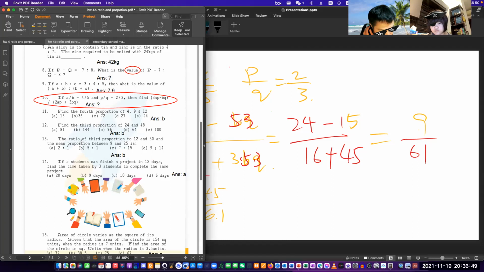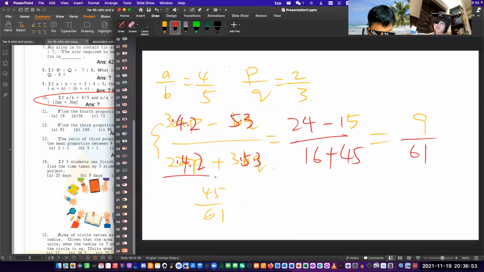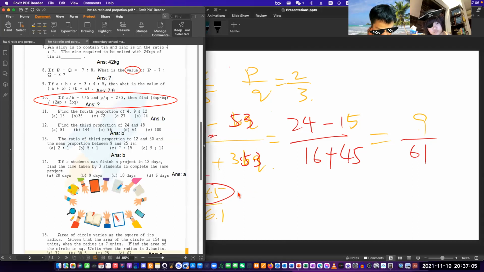Is there a 9 to 61? Yeah, 9 to 61 instead of 45. I don't know how you get 45, because if you look at this, you're not supposed to get 45. It's minus. All right. Okay. Then probably you made a mistake somewhere for the numerator.